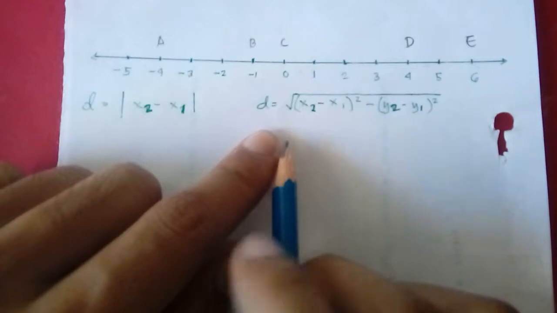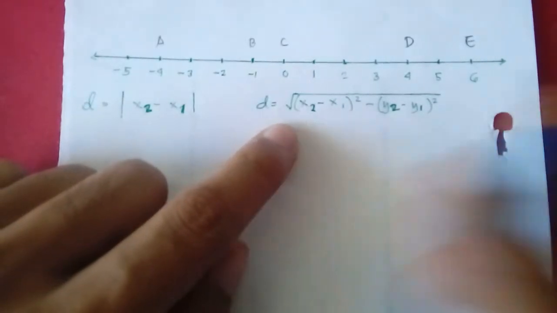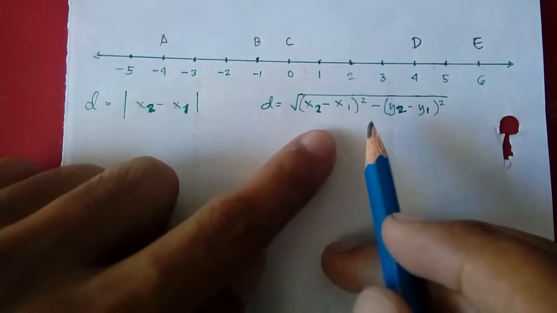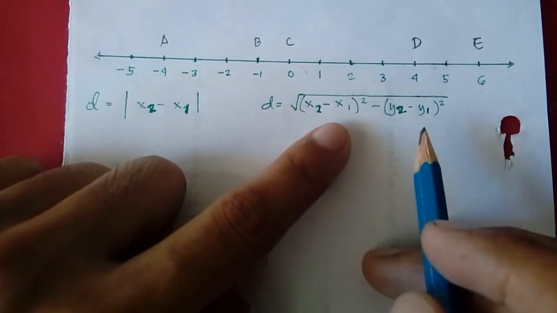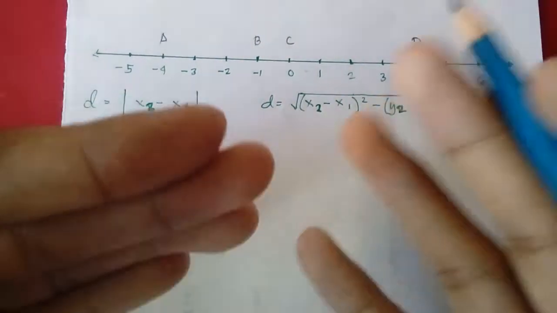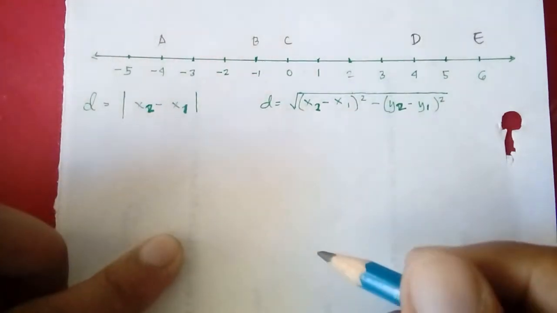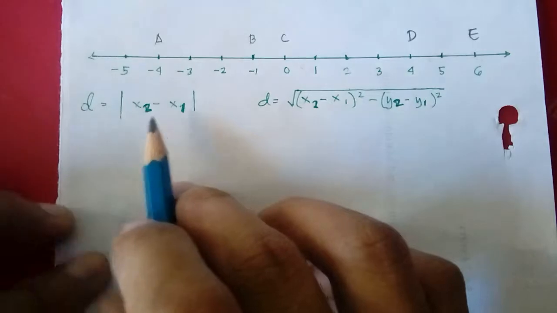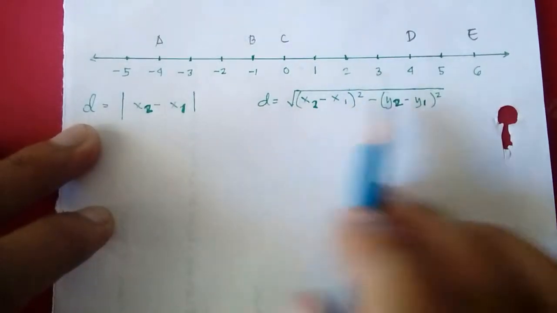So sa mga nagtatanong kung bakit tayo meron ditong isa pang formula na D is equal to the square root of x sub 2 minus x sub 1 squared minus y sub 2 minus y sub 1 squared. Ito po talaga ang tunay na distance formula. And from that, we will derive, kukunin natin tong formulang ito.